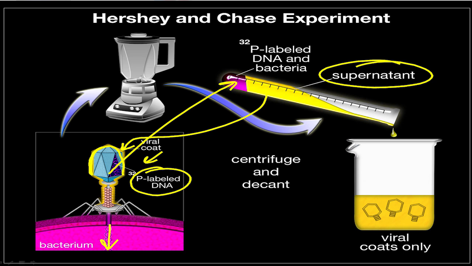So what you literally do is pour off the supernatant, so you separate it from the pellet, and ask, where's the radiation? What I want you to get out of this picture, which is very important, is that, although they didn't know this until they did the experiment, when you do this experiment, the viral coats end up in the supernatant and the DNA ends up in the pellet. That's factually what happens.